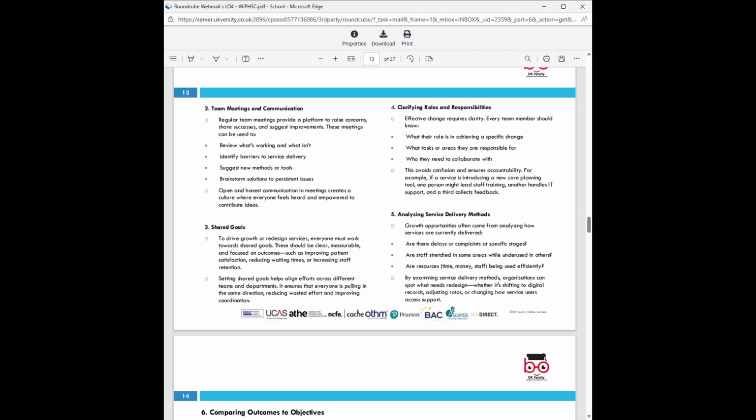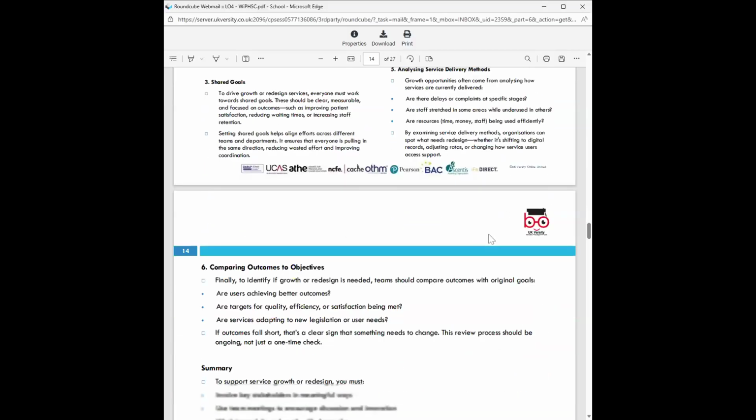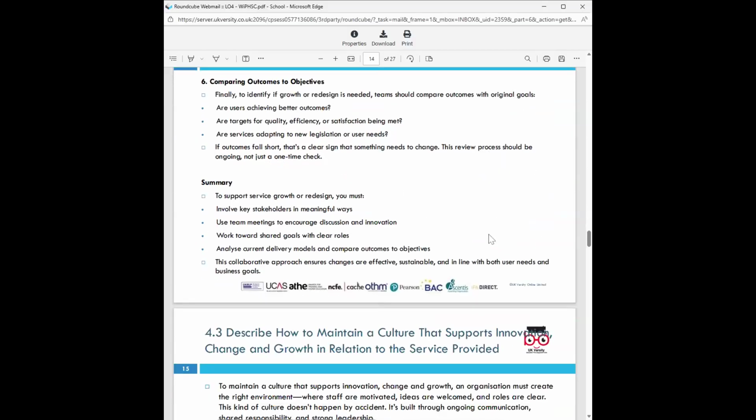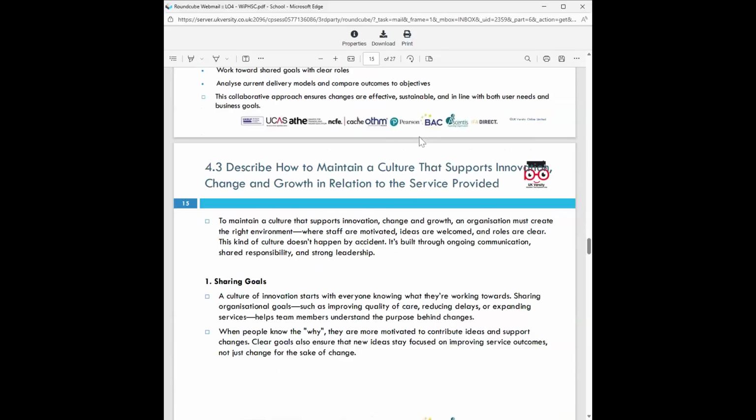Shared goals: having a shared goal, people working together is clear and measurable, making sure that they're setting goals that align with the team and the department. Clarifying roles and analyzing service delivery methods. Comparing outcomes to objectives, and finally make sure you redesign your team and make sure there are objectives in place.